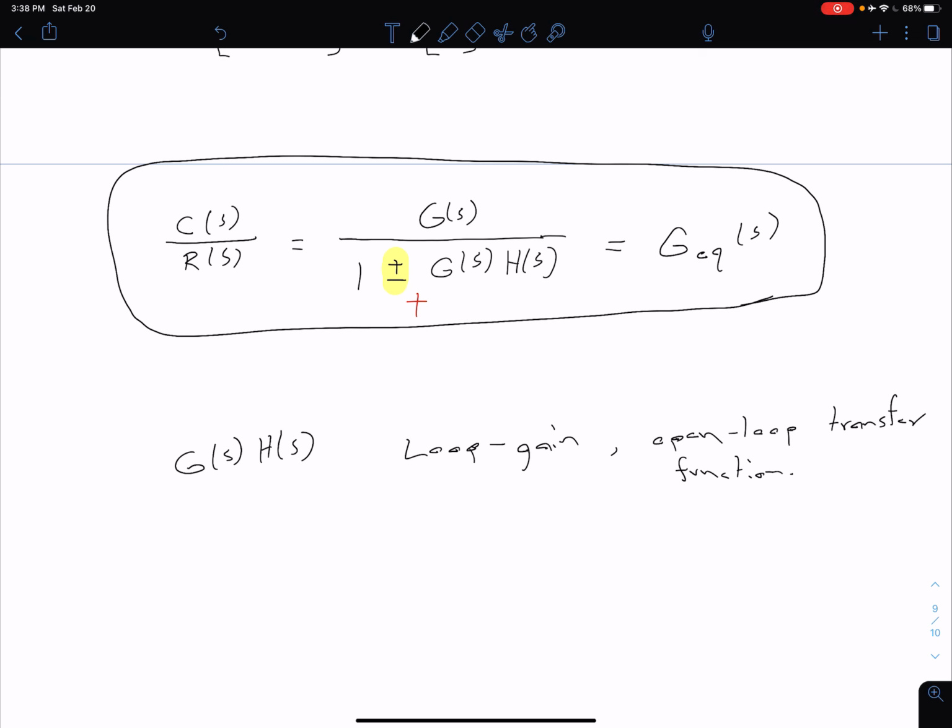Before we move on to looking at examples of how we can use these three basic forms, our cascade, parallel, and feedback, I do want to mention one thing about how we're idealizing connections of systems.